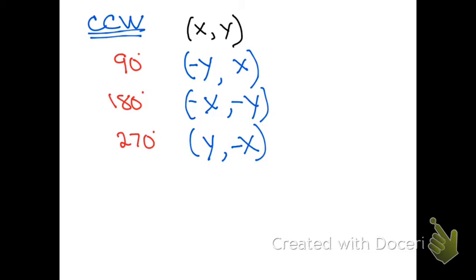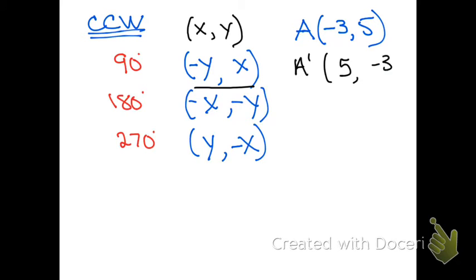So the next thing you want to know, and you may want to take a snapshot of this, is how do you use these rules? I'll give you one example. Let's say I had point A with coordinates -3, 5. If we did a 90-degree rotation, then A prime would be, using this rule, reverse. So I reverse but keep the signs. Then I change the sign of the first number. That would be a 90-degree rotation.